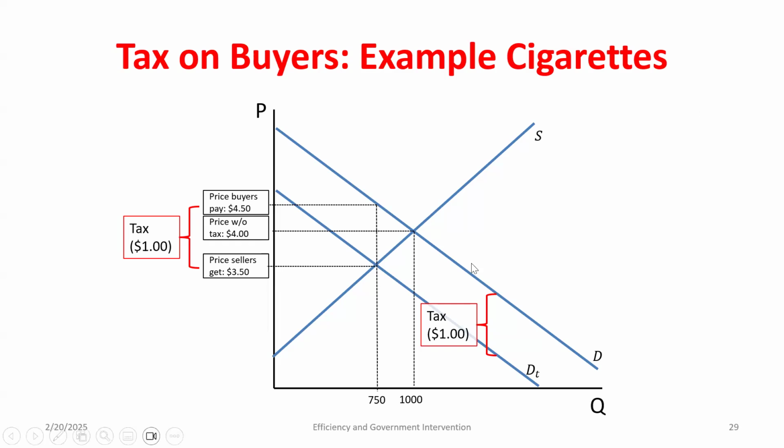You still end up with that same $1 tax decreasing the quantity by the same amount. It would still result in the same price sellers keep and consumers pay, and then still result in the exact same implications on everybody's surplus. So it doesn't matter who I tax, consumers or producers, we get the exact same effects, as long as the value of the tax is the same.